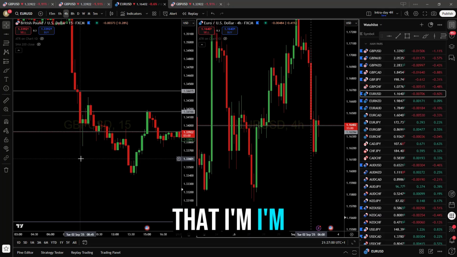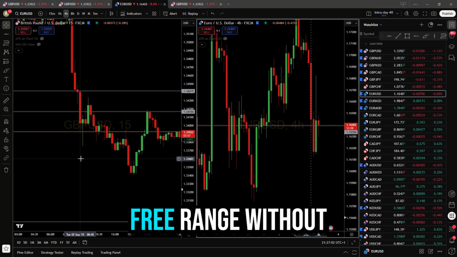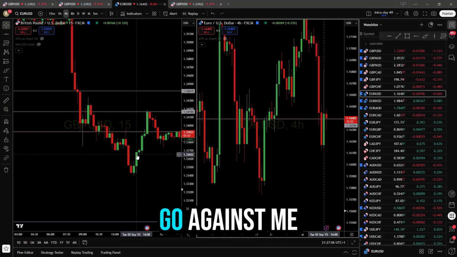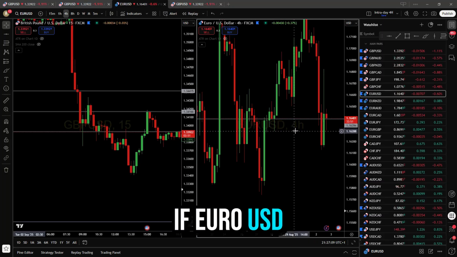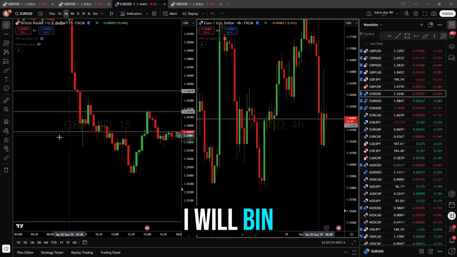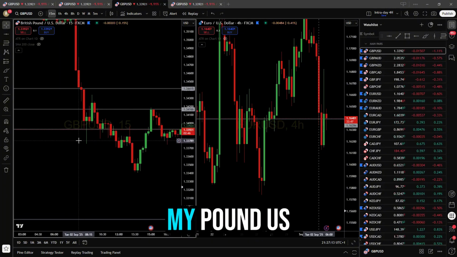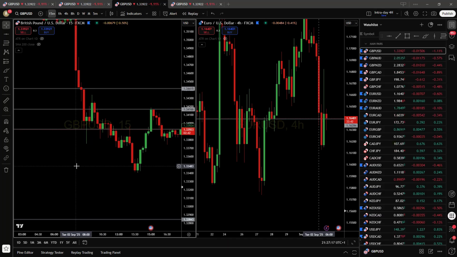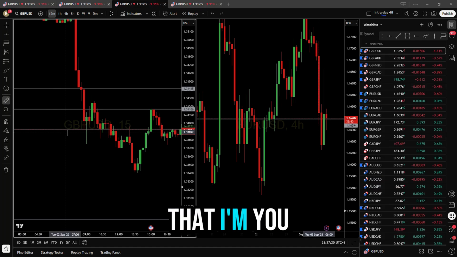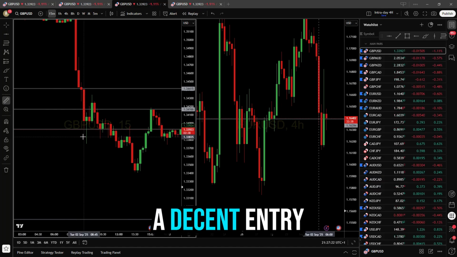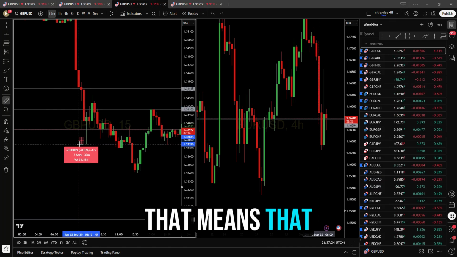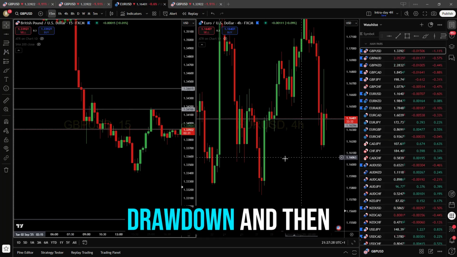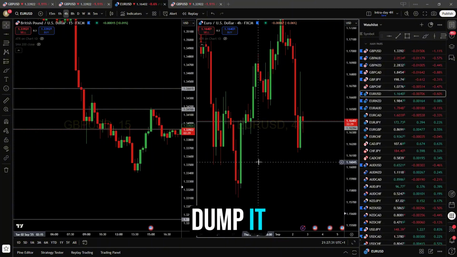Not to say that I'm taking this free range without a stop loss and just allowing the market to go against me, because I'm not going to do that. If euro USD breaches this level, I will bin my pound US dollar. I'll literally just hit close straight away. But that means that my entry was a decent entry. That means that I could be sort of 8 or 9 pips in drawdown and then dump it.